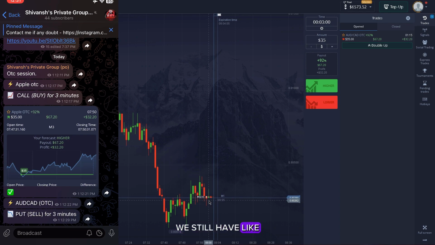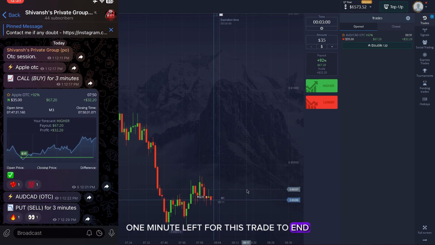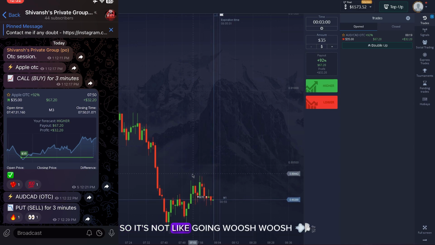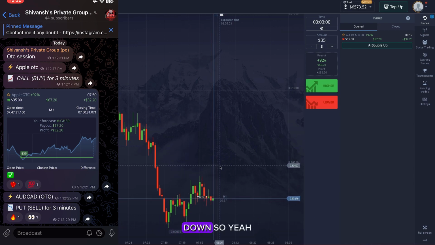We still have about 1 minute left for this trade to end. As you guys can see, it's going pretty well. We still have about 30 seconds left, but there is not enough volume in the market, so it's not going whoosh down. So yeah, that's kind of a bad thing. But as you guys can see, it's a little bit close.